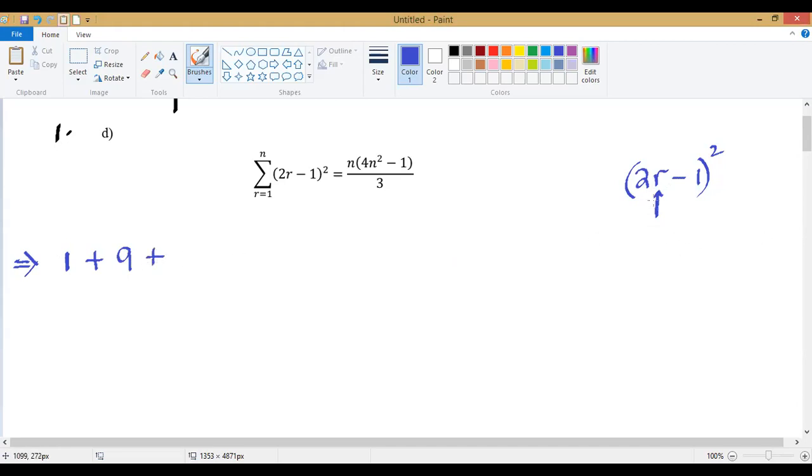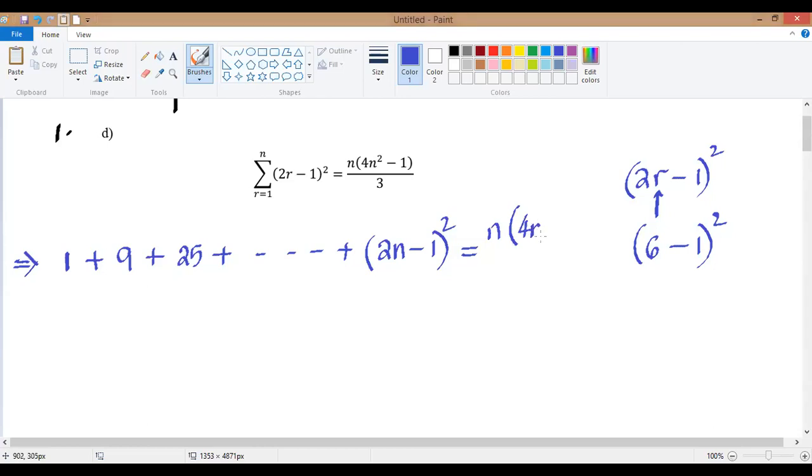And let's get one more term. At 3, I say 6 minus 1 squared, which is 5 squared, giving me a 25. And that sequence continues up to the nth term. At r equal to n, you get 2n minus 1 squared, which gives us n into 4n squared minus 1 over 3 as the series sum at the nth term.